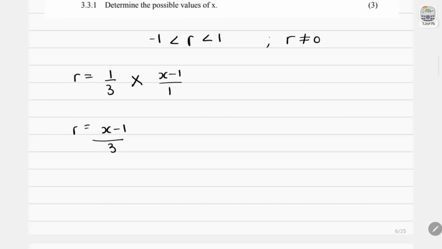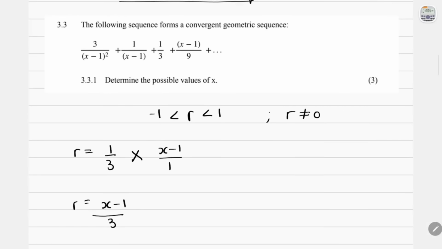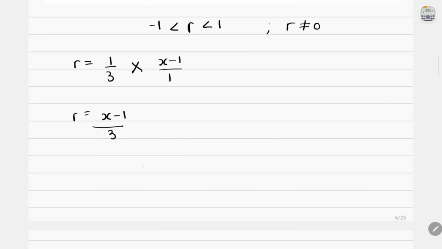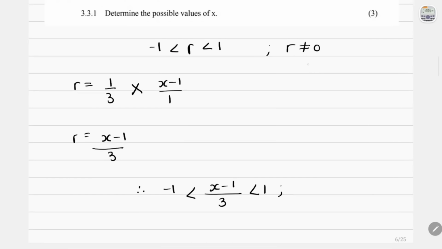So this is the value of r, and now we can finally find the values of x for which the series converges. For the series to converge, r is greater than negative 1 and less than 1. So x minus 1 over 3 is greater than negative 1 but less than 1, but it shouldn't be equal to 0. So let's find out what that should be.